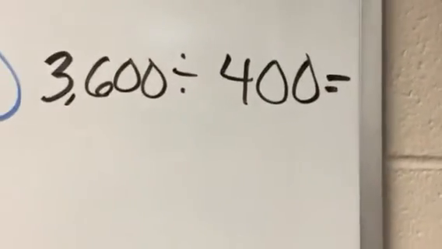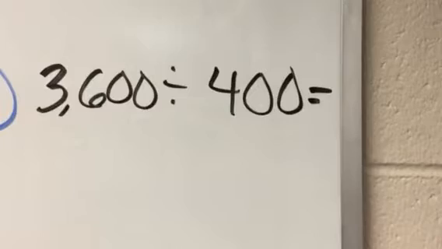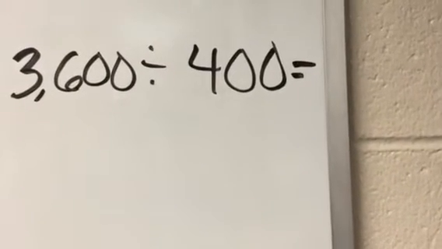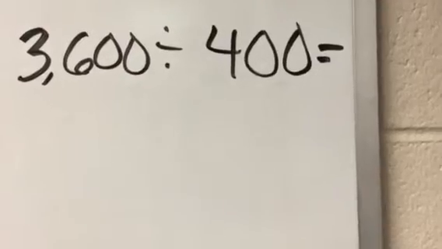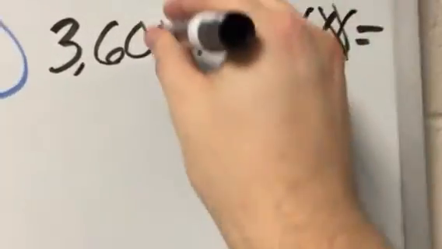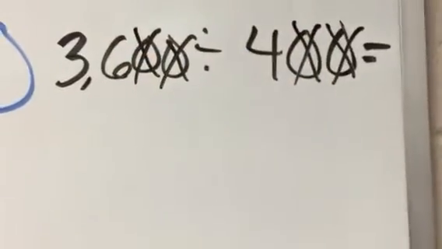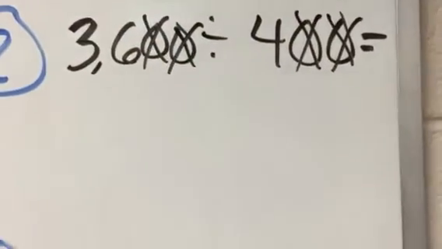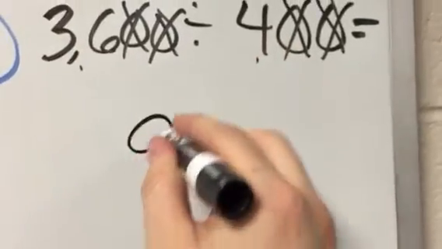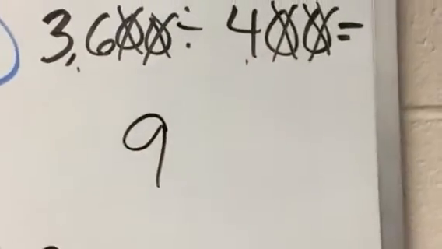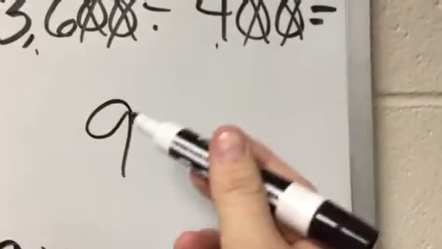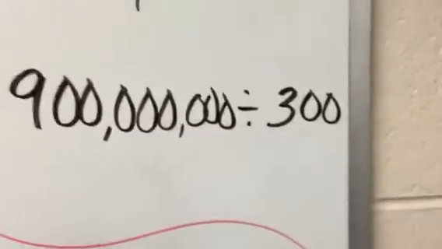In the second one, 3,600 divided by 400. Pause the video, see if you can figure it out. Let's check it out. First things first, I have 2 zeros here, so I cross out 2 zeros here. And then step 2 says divide the leading digits. 36 divided by 4 gives me 9. And then step 3 says add any zeros that are left over. I don't have any. So therefore my answer is just 9.